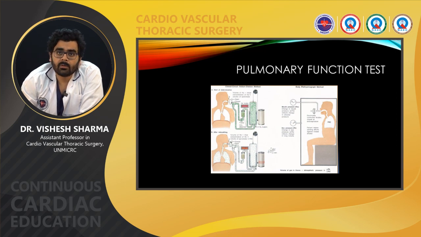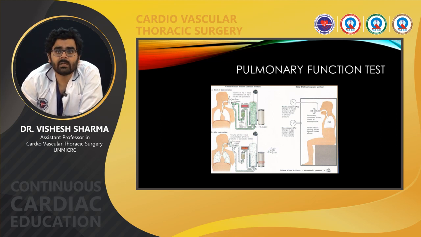The other component of pulmonary function tests is lung volumes. Now, lung volumes we can assess using 4 methods. There is the gas dilution method, which includes the helium dilution and the nitrogen washout method. There is the body plethysmography and the imaging technique.